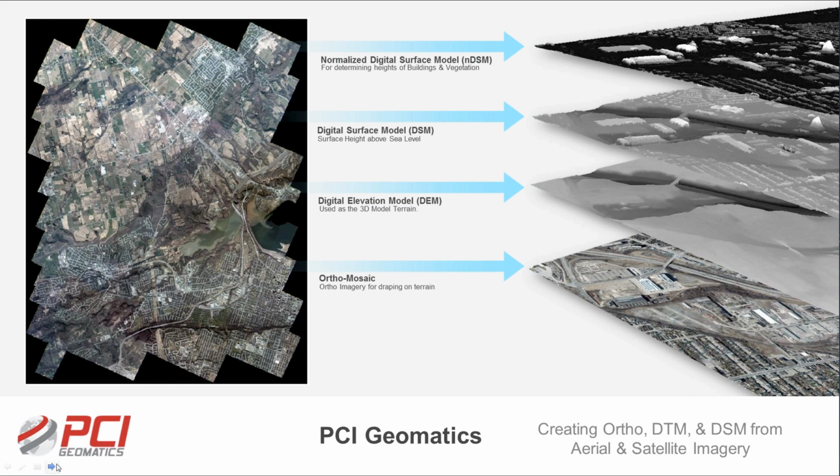This slide is showing the three types of terrain models that can be created with this process. There is the normalized digital surface model, which can be used to derive feature heights and vegetation, calculated from the difference between two elevation outputs. There is the digital surface model, which models surface height above sea level, and the digital terrain model, which is used for 3D modeling.